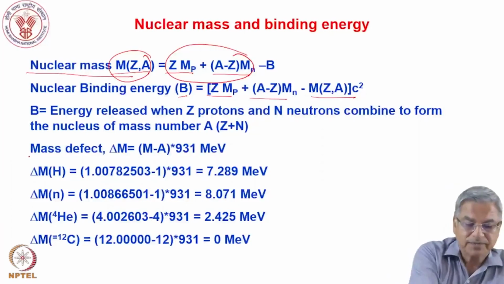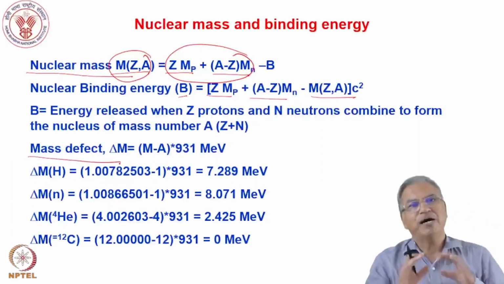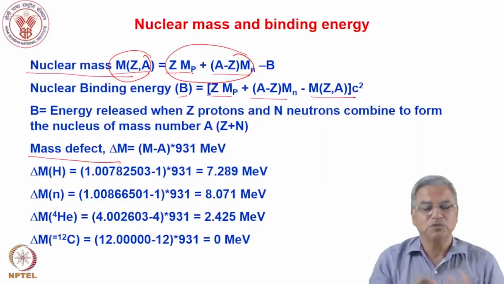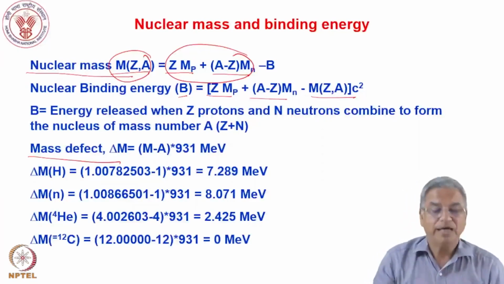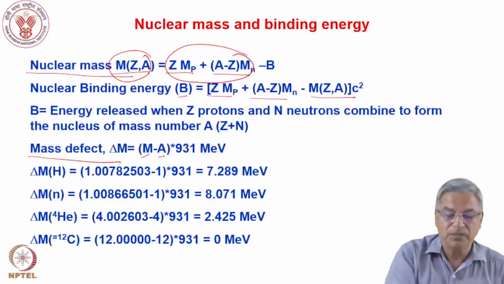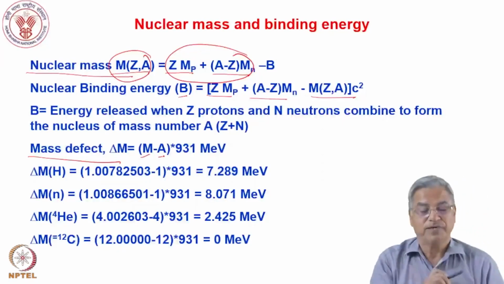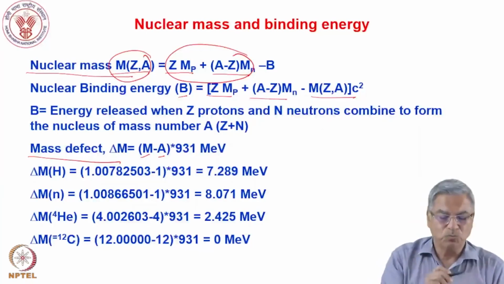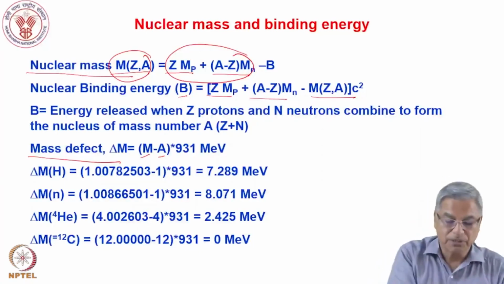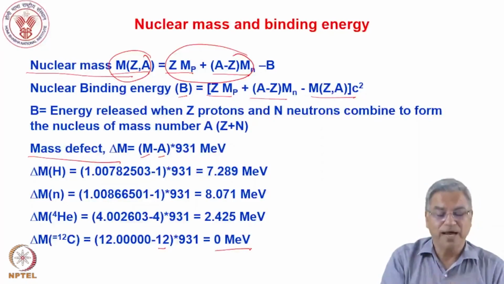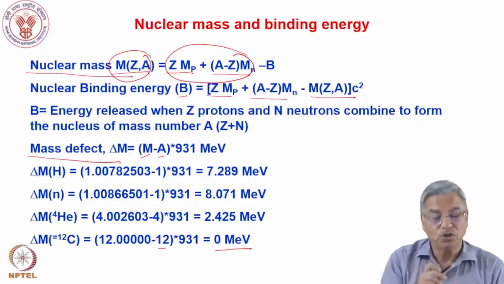The mass defect: you have the mass number, which is an integral number. Mass number means the number of protons plus the number of neutrons, and you have the actual mass of the nucleus. So actual mass minus mass number is called the mass defect. Like for carbon-12, the mass is 12.000 and the mass number is 12, so the mass defect is 0. But for other nuclei, the mass defect is not 0.